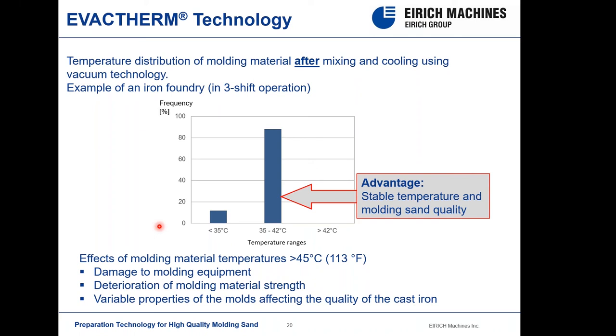We have damage in our molding equipment due to the high temperature of sand going into the molding machines, and deterioration of the molding sand strength. The hotter the sand is, the faster we lose the water content in the sand. And therefore, we can get some defects in the castings, like sand wash and inclusions, due to that. Also, as I mentioned, we have variable properties of the mold affecting the quality of the cast iron. The sand that goes into the first molds is in good quality, in good preparation. But if the sand is hotter, the last molds in that batch of sand will get different properties than the first one, giving us a higher scrap rate due to sand wash and other inclusions in the castings.